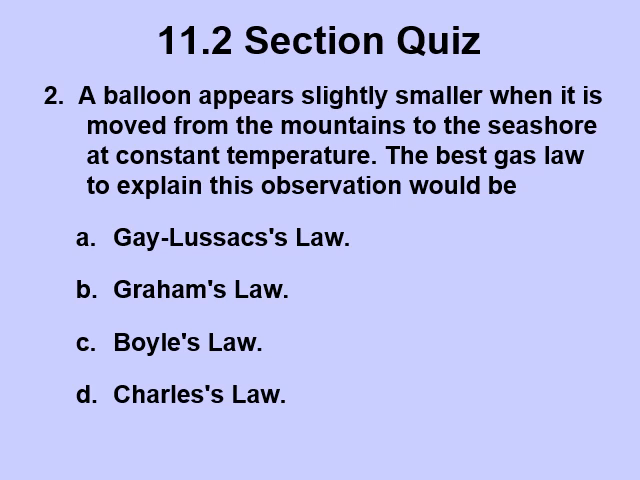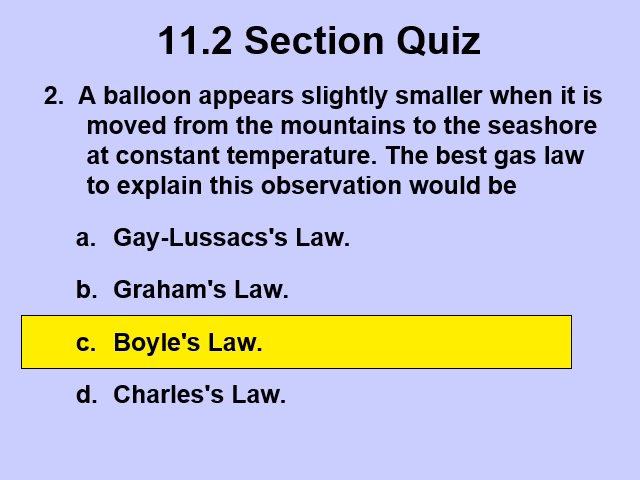Question 2. A balloon appears slightly smaller when it is moved from the mountains to the seashore at a constant temperature. The best gas law to explain this observation would be Boyle's law. That's because we are relating pressure and volume. The only thing that's changing here is the difference in altitude, which is a change in pressure, and we want to determine how that is affecting the change in volume that we are observing.